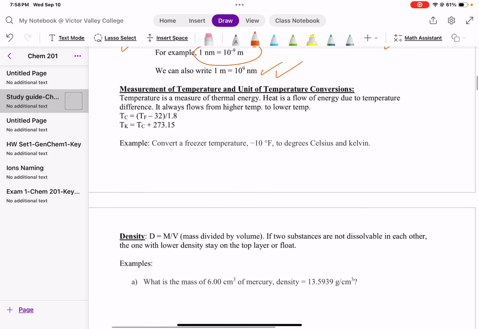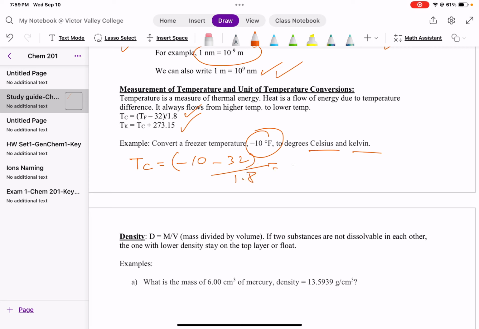Temperature conversion is pretty straightforward. TC is TF minus 32 divided by 1.8. And if you have TC, you add 273, you get yourself TK. All right, so let's say the temperature in the freezer is minus 10. What is it in Celsius and Kelvin? So TC is going to be TF, minus 10 minus 32, divided by 1.8. So that's minus 42 divided by 1.8.